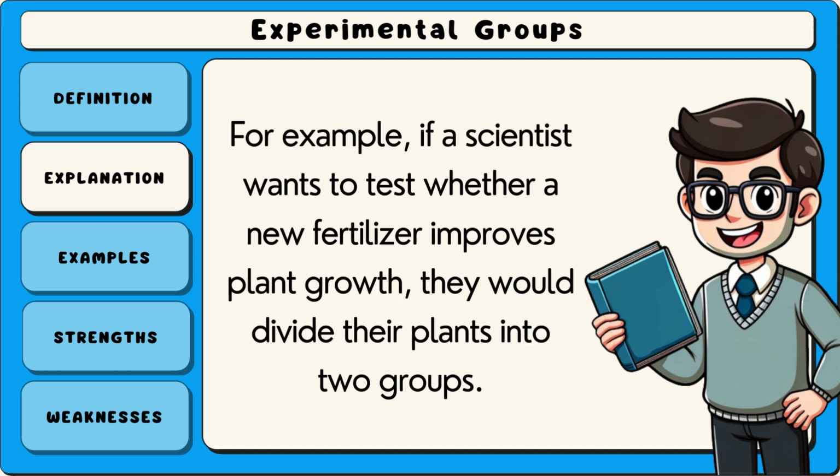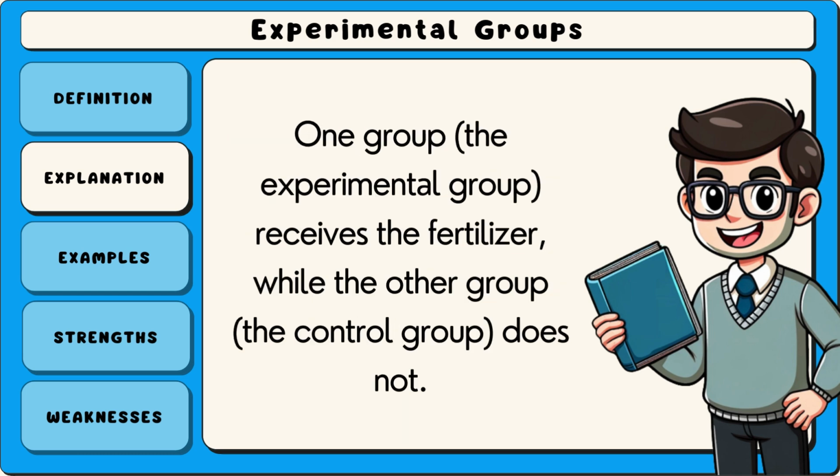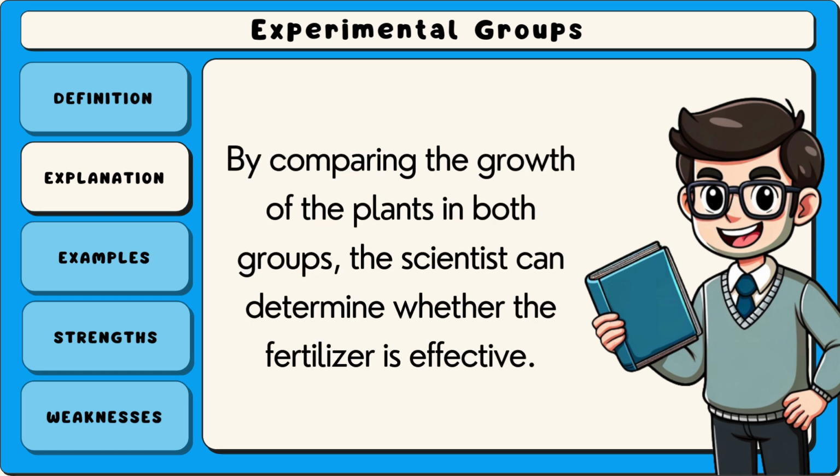For example, if a scientist wants to test whether a new fertilizer improves plant growth, they would divide their plants into two groups. One group, the experimental group, receives the fertilizer, while the other group, the control group, does not. By comparing the growth of the plants in both groups, the scientist can determine whether the fertilizer is effective.